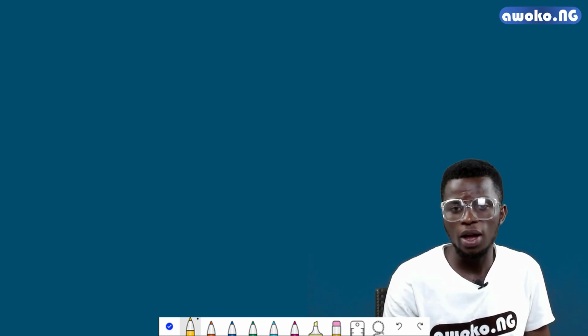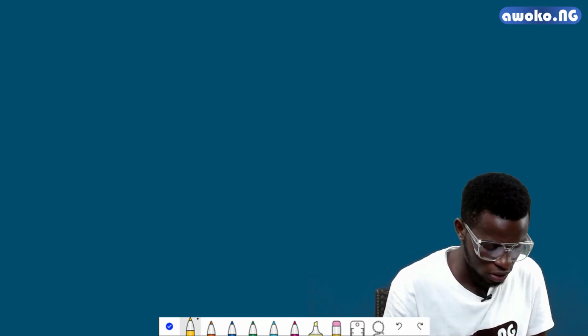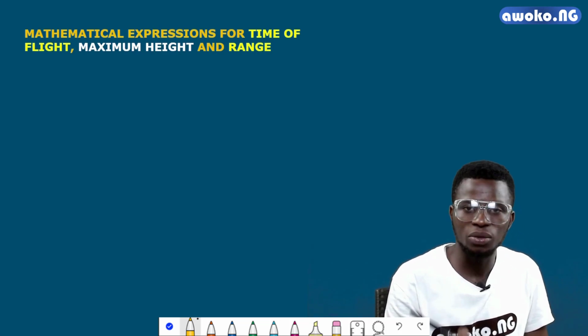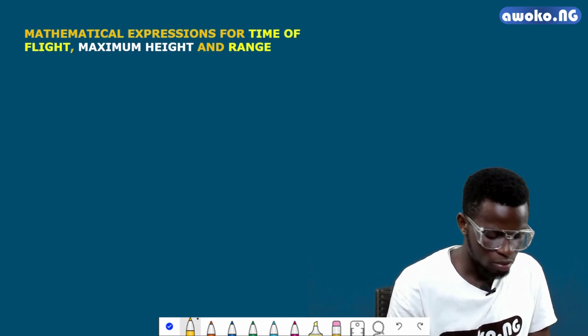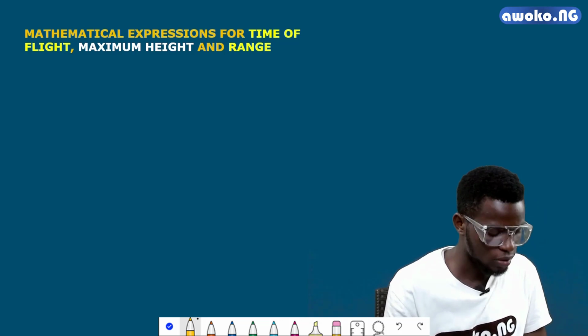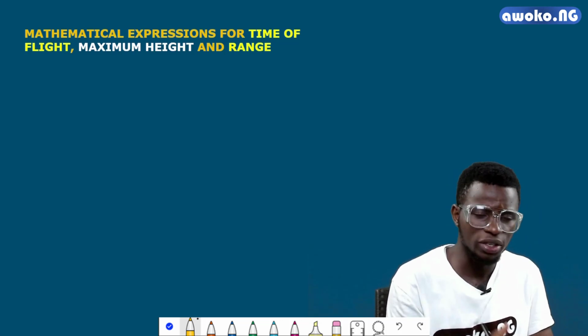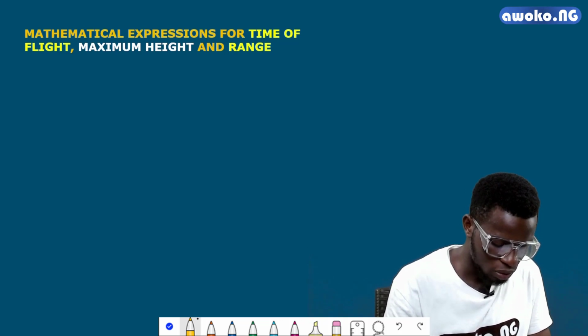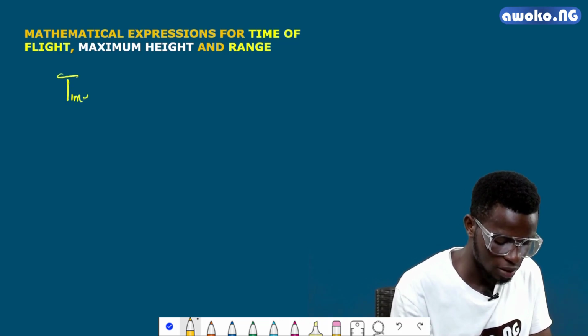So in this lecture, I'm going to show you the mathematical expressions for the time of flight, maximum height, and then the range of a projectile motion. Okay, so let us start with the time taken to reach the maximum height. The time it takes the projectile to reach the maximum height.